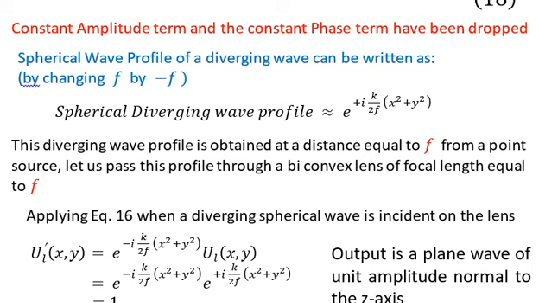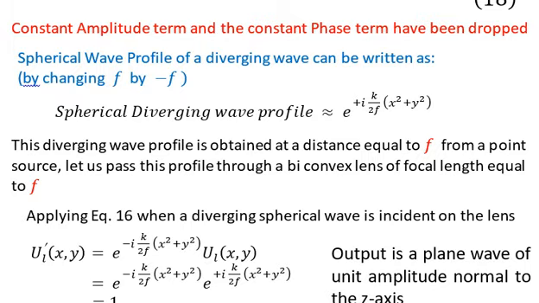So you see that this profile that we have written for the diverging spherical wave is actually originating from a point source which is located at a distance f from the profile that we have listed. Now applying equation number 16 when a diverging spherical wave is incident on a lens, on the left hand side I have the field after the lens, and that is equal to the phase transmittance of the lens multiplying the input field, which is U_l of x comma y. So if you put the input field as the diverging wavefront that we have listed above, you see that these two factors will cancel out each other exactly.